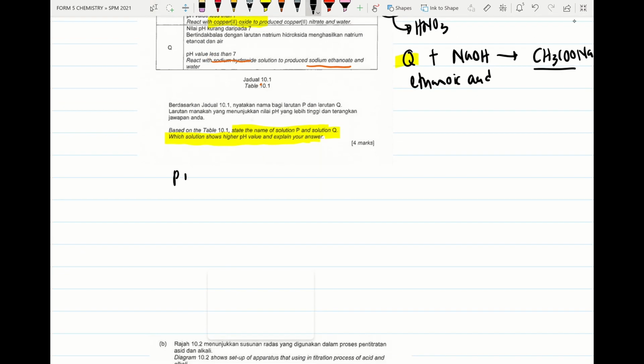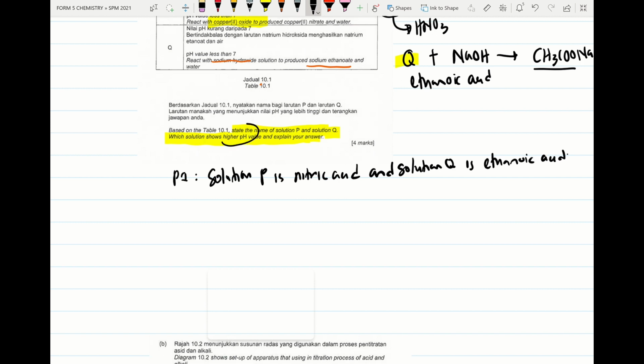So point number one, solution P is nitric acid, and solution Q is ethanoic acid. So which solution shows higher pH value? So point number 2, explain your answer. All right, so we put solution Q. Solution Q shows higher pH value. Then point number 3, how to explain.